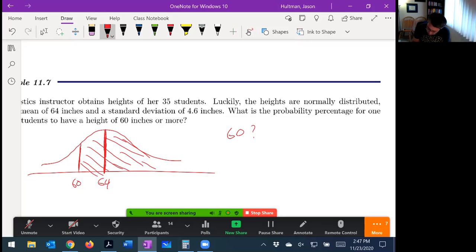Okay. So we're going to say, oh, we need a z-score here. So how do we get a z-score? Z-score is x minus mu over sigma. What goes in for the x? What goes in for the x here?